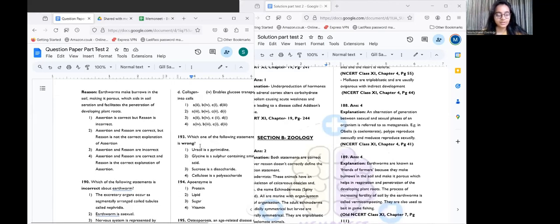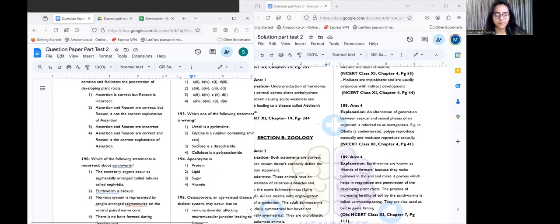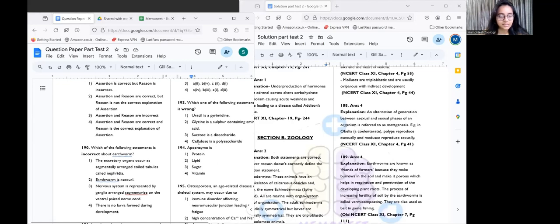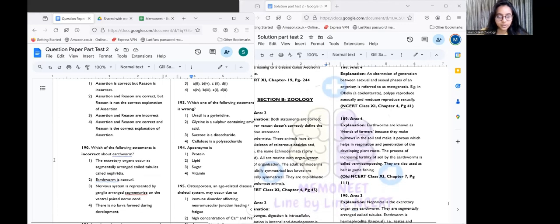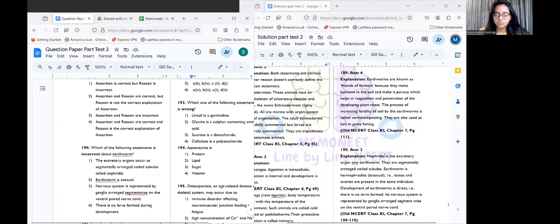Moving to the 190th question, which of the following is incorrect about earthworms? Excretory organs occur as segmentally arranged coiled tubules called nephridia. The answer for this is option number 2, which says earthworm is asexual. No, earthworm is not asexual. Earthworms are sexual, right? So the answer is option number 2. How do we know this? Because earthworms are bisexual hermaphrodites, as both testes and ovaries are present in the same individual.